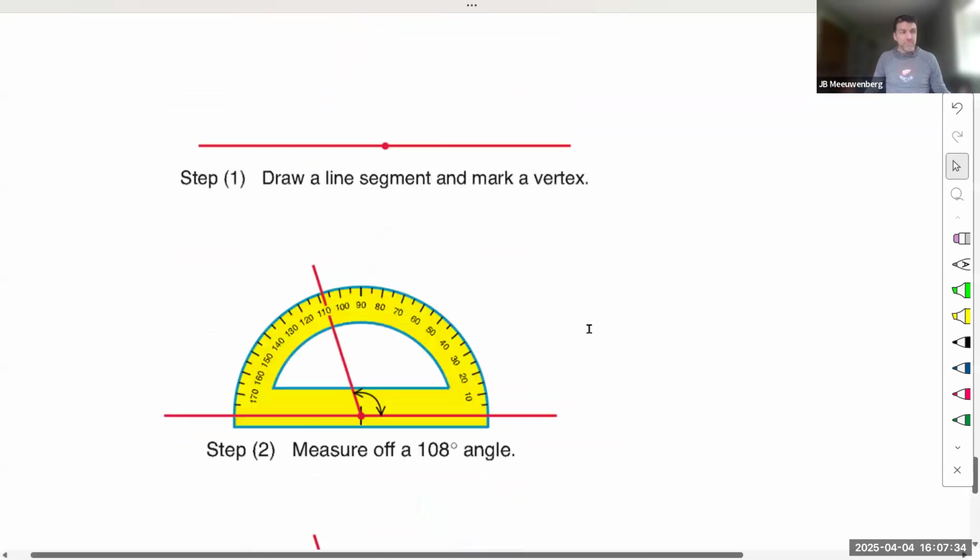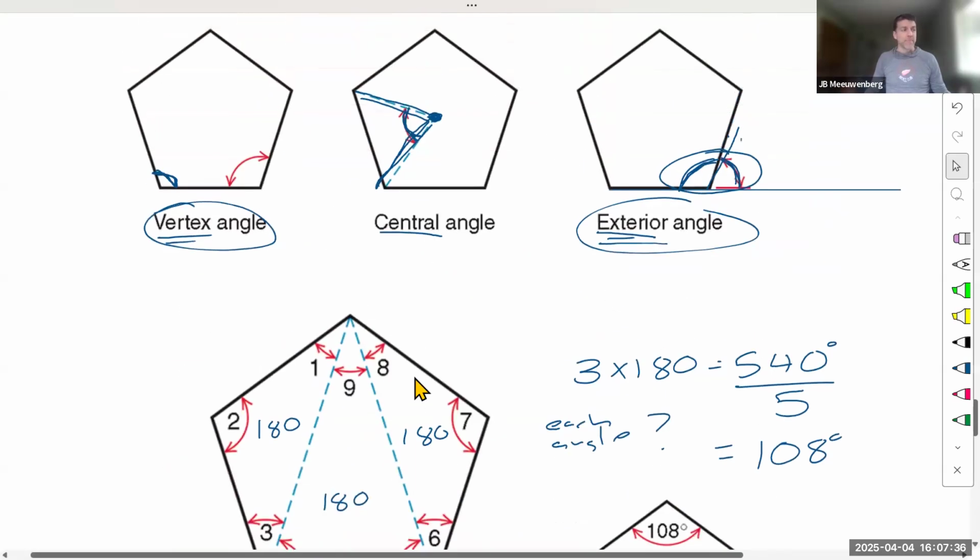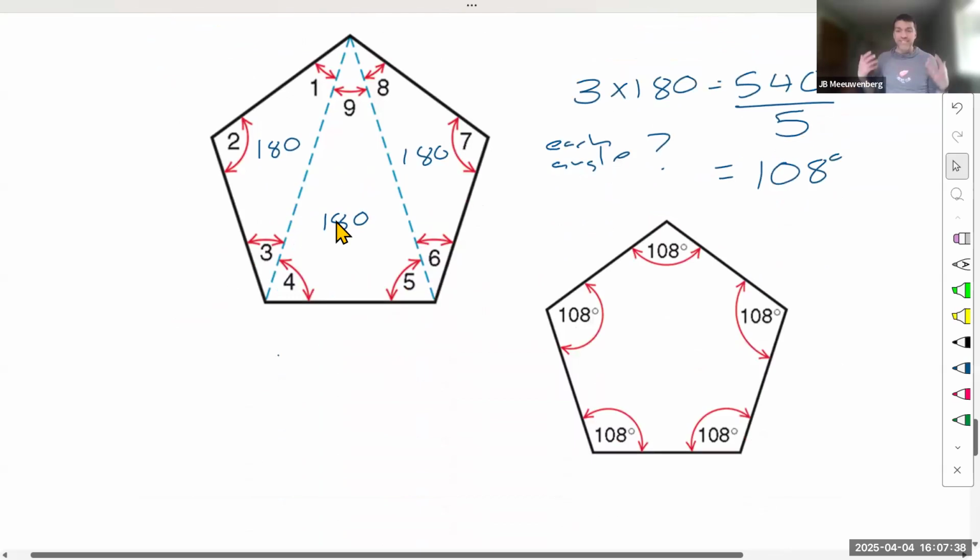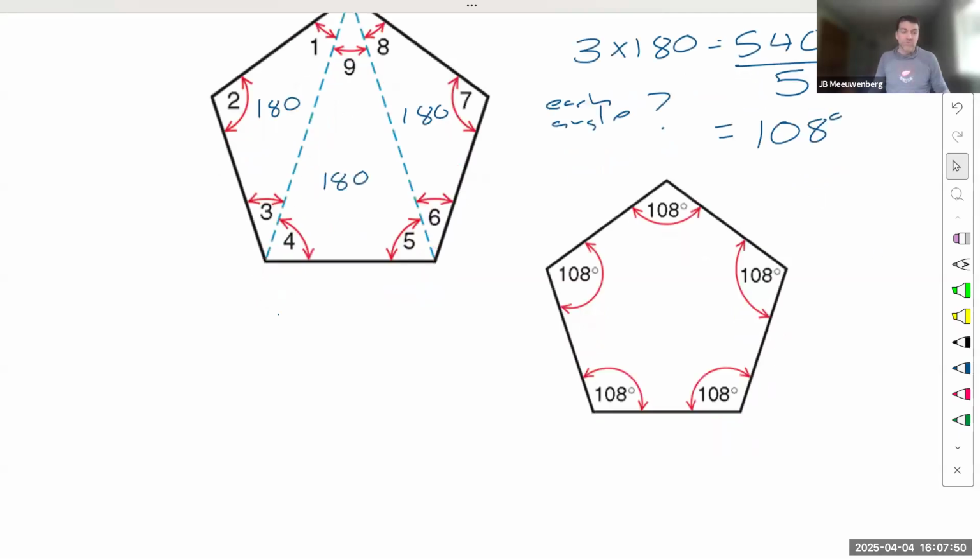Again, going back to what we started with, however many sides the figure is, you can figure out the angle measure by calculating the total number of degrees and then dividing by the total number of sides in the figure. From there, you can draw really anything.